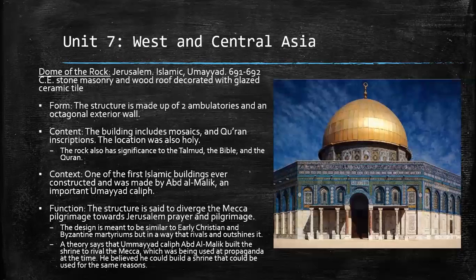For Unit 7, we have the Dome of the Rock, an Islamic building. The original purpose of this place was said to have diverted the Mecca pilgrimage towards Jerusalem prayer and pilgrimage. The building was also made to be similar to early Christian and Byzantine martyria, but in a way that is supposed to outshine and rival it. This is what makes it propaganda, as it was meant to push the beliefs of one religion over another, trying to convince people into converting religions.